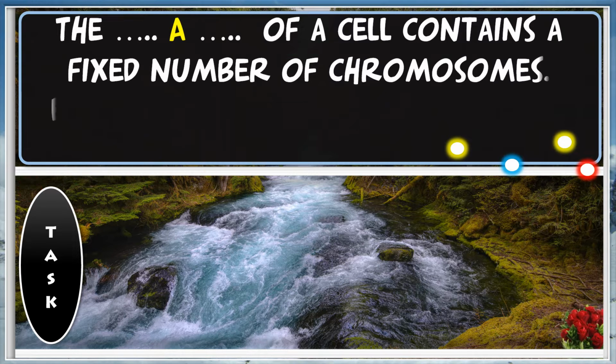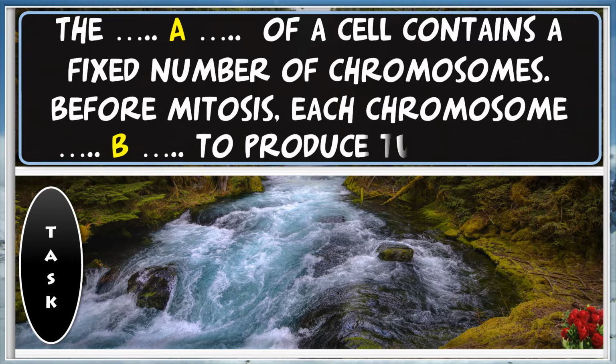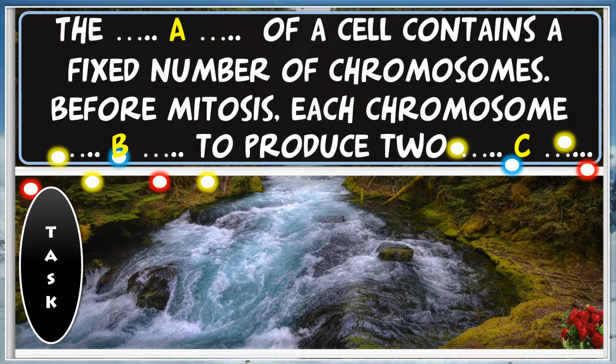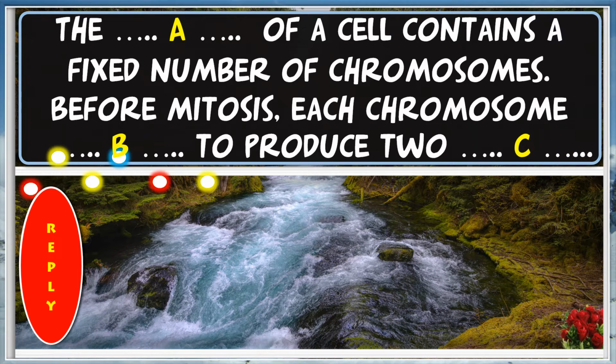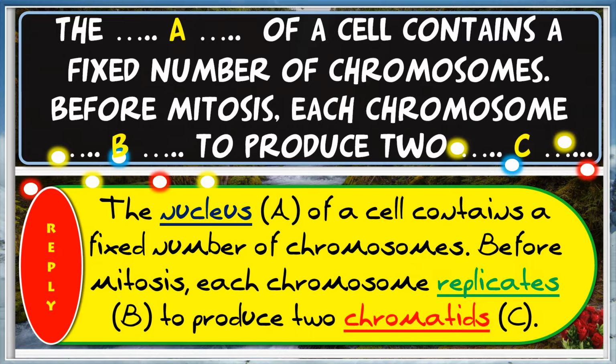The dash of a cell contains a fixed number of chromosomes. Before mitosis, each chromosome dash to produce 2 dash. Fill in the missing words. The nucleus of a cell contains a fixed number of chromosomes. Before mitosis, each chromosome replicates to produce 2 chromatids.